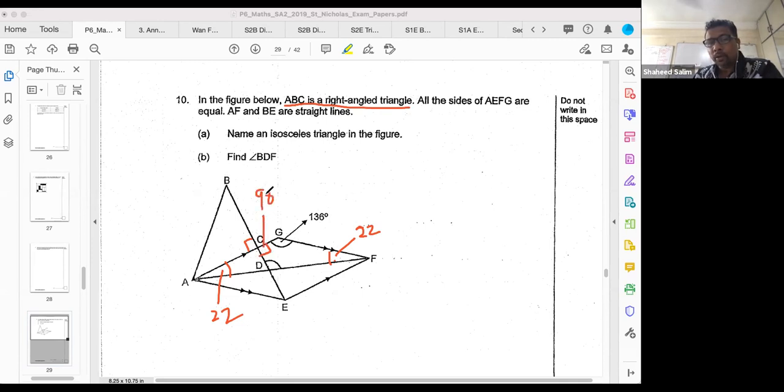Remember, quadrilateral, four-sided figure. See what four-sided figure? Watch our four-sided figure. What's the total angle? 360. Minus 90, minus 136, minus 22. You get your answer down here. You understand? So what do you get? Come on, what do you get? You did not read the question carefully.